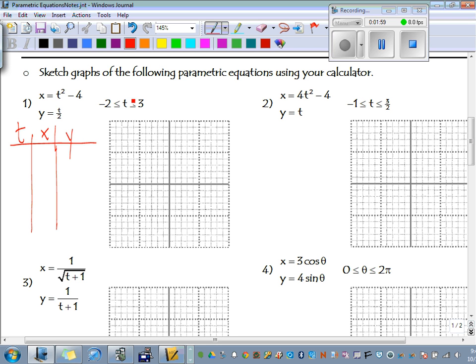So our t values, notice it gives us some parameters here. We're going from negative 2 to 3. So we're going to have negative 2, negative 1, 0, 1, 2, and 3. We're going to use those values for t in our graph. And each one of those times is going to give us a specific point. So if we use negative 2 for t, if we substitute that into the equation for x, we get 4 minus 4, which is 0. And if we put negative 2 into t for the y equation, we end up with negative 1. So we're going to have a point at 0, negative 1.